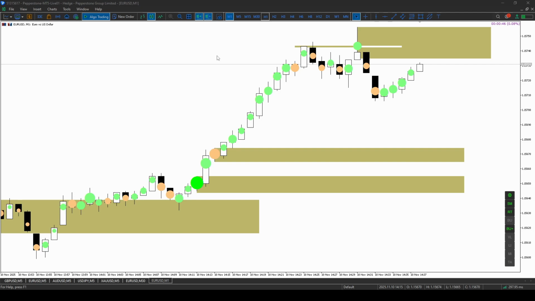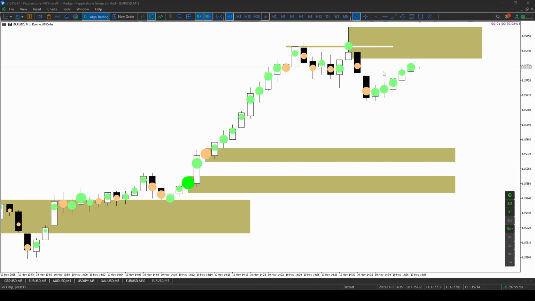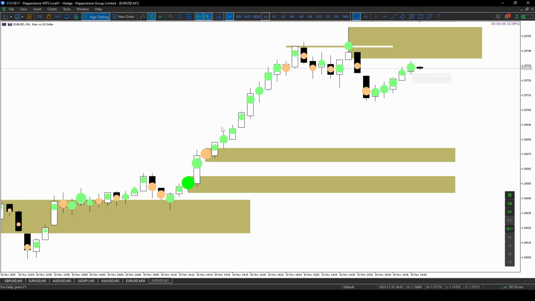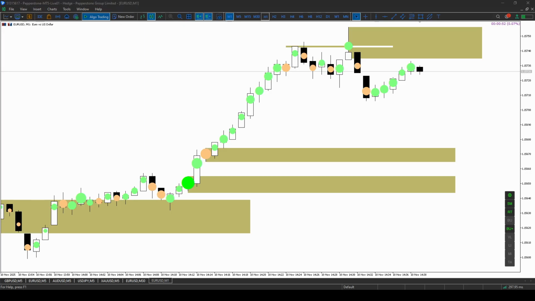Let's see. Let's close that candle so I can open my entry. Okay, now let me see. Medium trades.